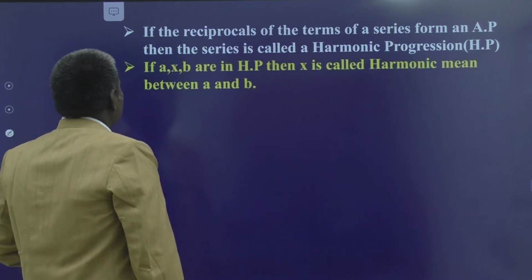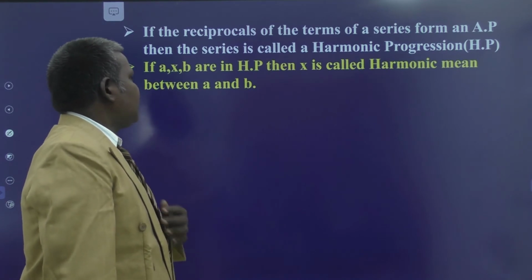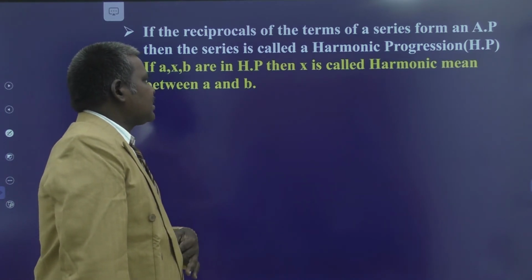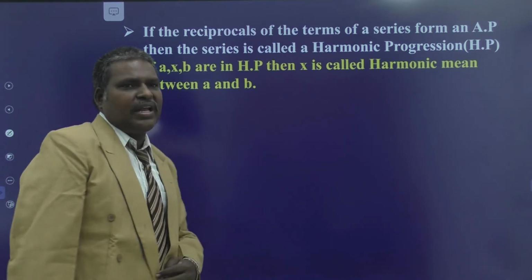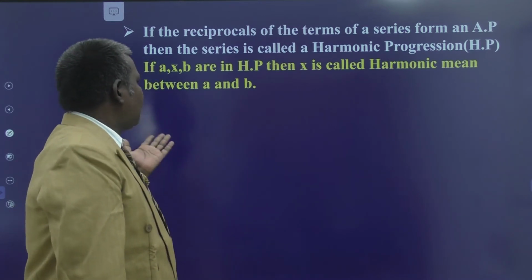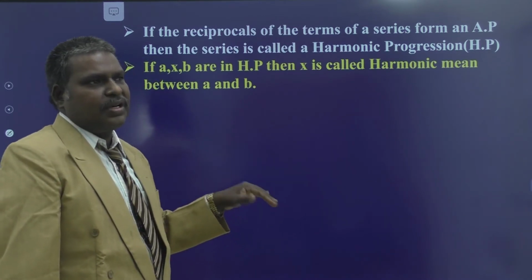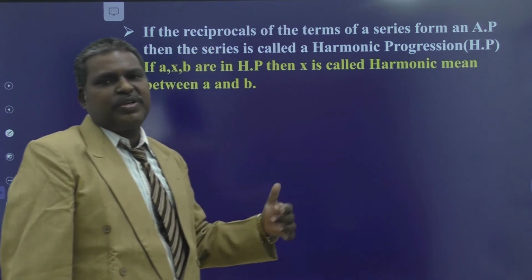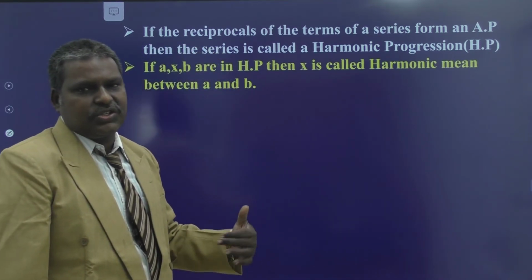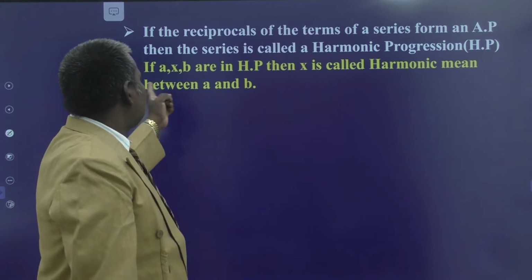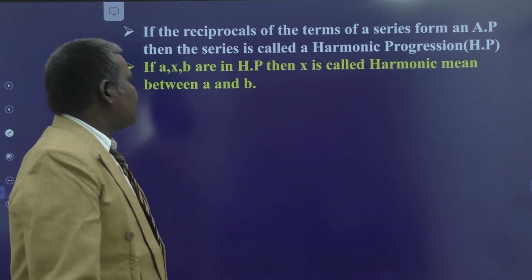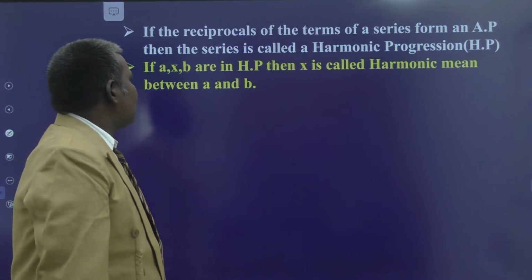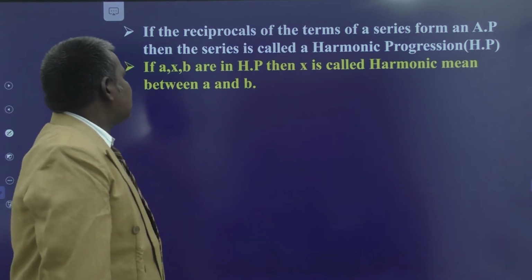Next, if a comma x comma b are in harmonic progression, then x is called the harmonic mean between a and b. Already we discussed the arithmetic mean and geometric mean. If a, x, b are in AP, x is the arithmetic mean. If a, x, b are in GP, we say that x is the geometric mean. In the same manner, if a, x, b are in harmonic progression, then x is called the harmonic mean between the two numbers a and b.